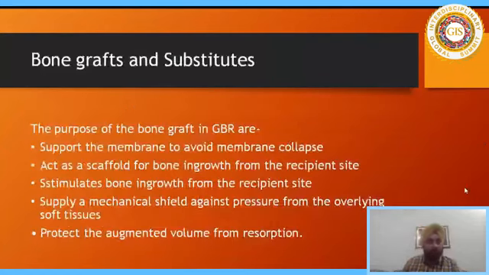Bone grafts and substitutes. Now, the purpose of bone graft in GBR is to support the membrane to avoid membrane collapse. It will act as a scaffold for bone ingrowth from the recipient side. It stimulates bone ingrowth from the recipient side, supplies a mechanical shield against pressure from the overlying soft tissue, and also protects the augmented volume from resorption.